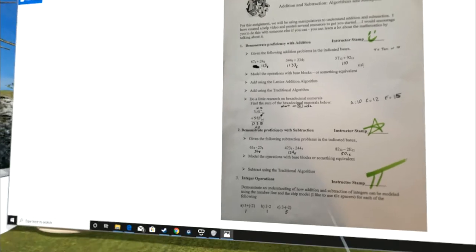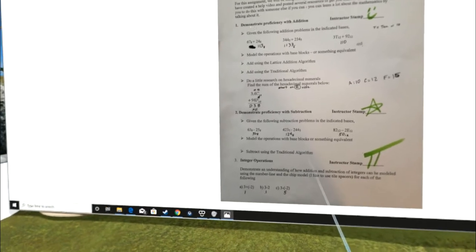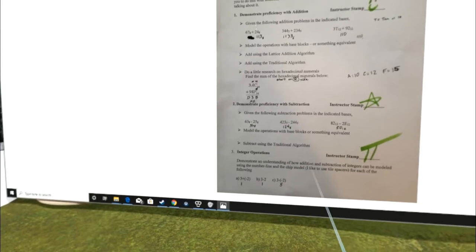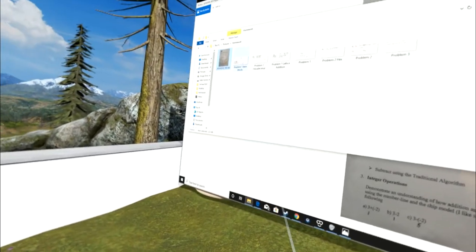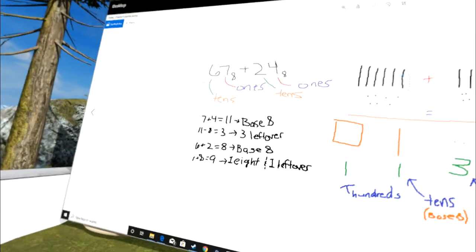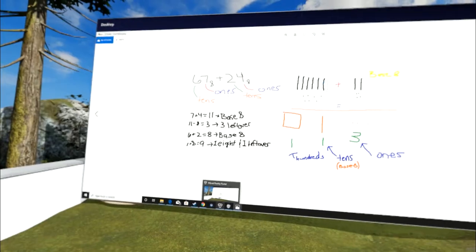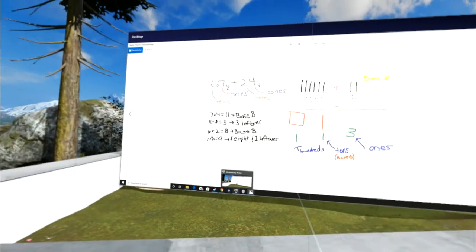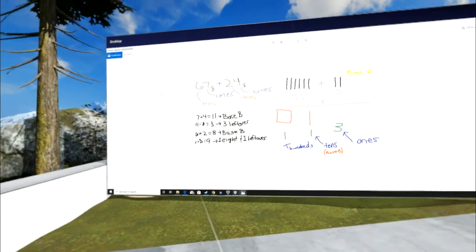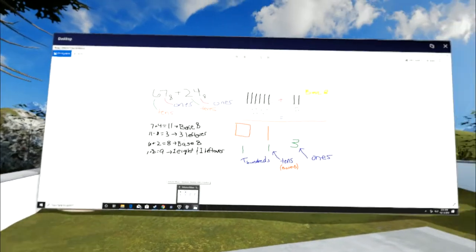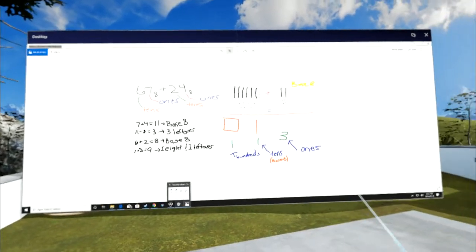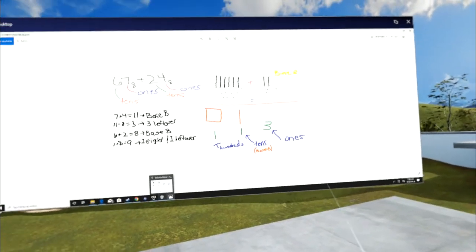So the first problem is 67 base 8 plus 24 base 8. So we're just going to bring this up here real quick. We have 6, 7 plus 2, 4 base 8, and we're going to try to understand this a little bit. I have written here what our ones place is and what our tens place is, and I also drew a base block right here.